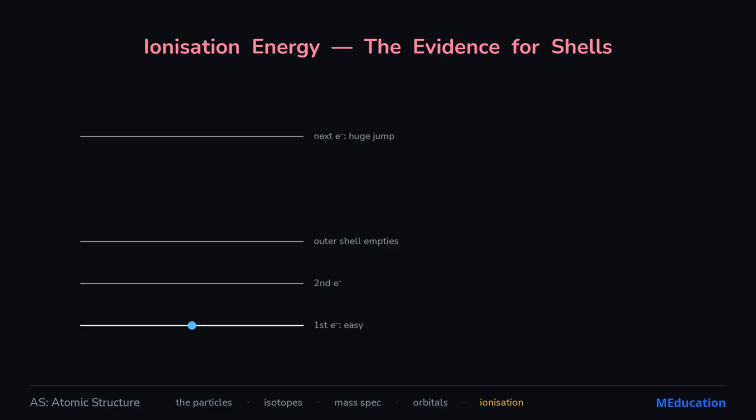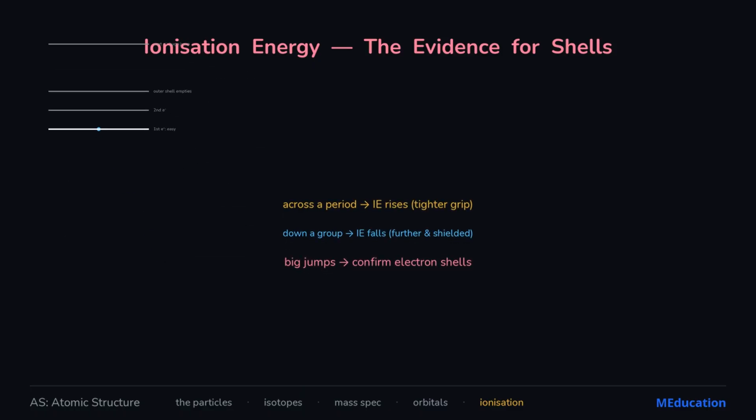Last stop, ionization energy, the energy to tear one electron clean off a gaseous atom. Remove them one at a time, and the energies tell a story. The first few come off relatively easily, then suddenly one demands far more. That jump is the fingerprint of an electron shell ending and the next, closer one beginning.